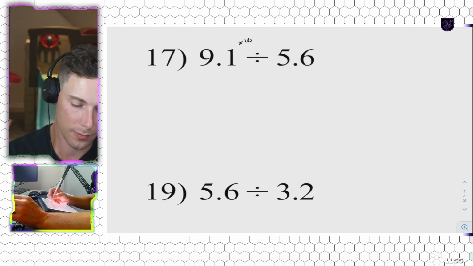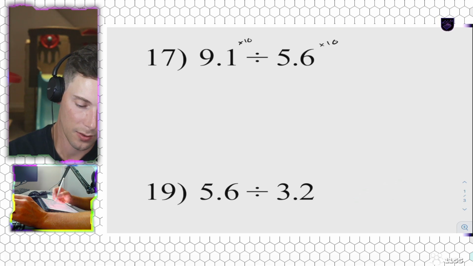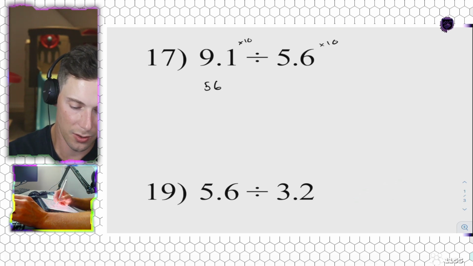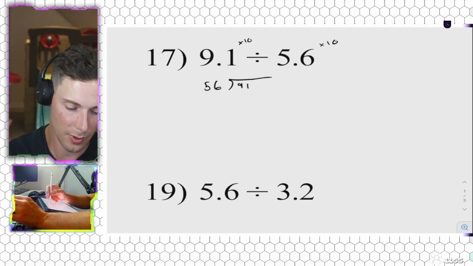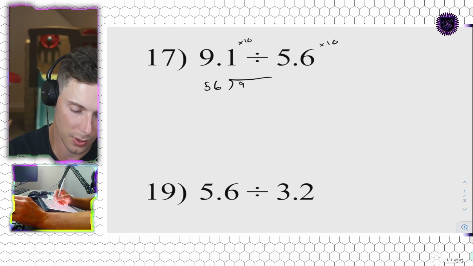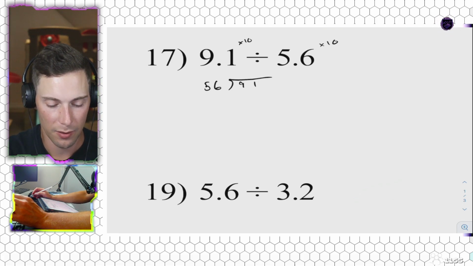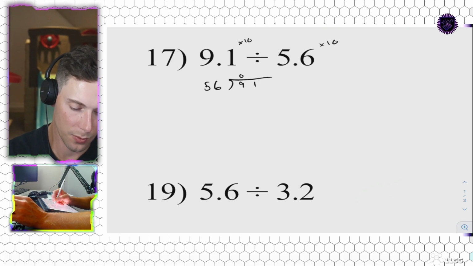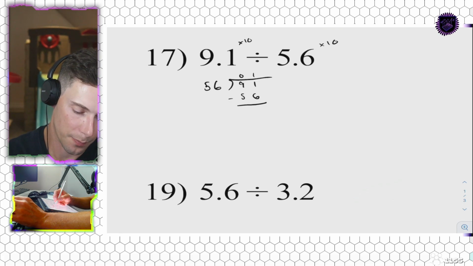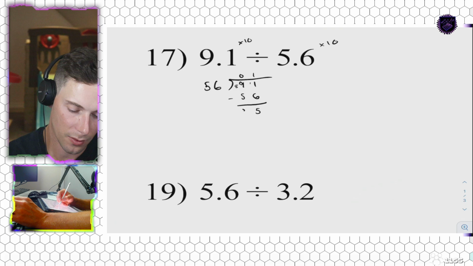Times 10, times 10. 56 goes into 91 how many times? I'm just going to write my 91 a little bit bigger, space out those numbers. 56 will go into 91 one time, 56. And we want to do our borrow. 8, 11, and that is 5 and 3.